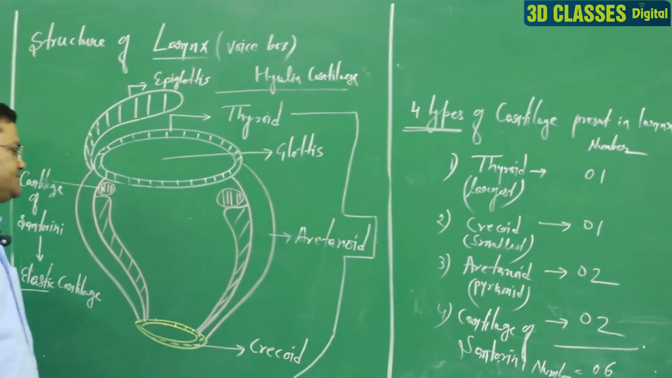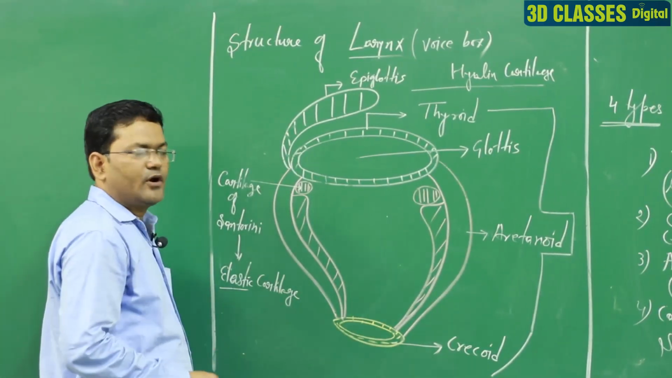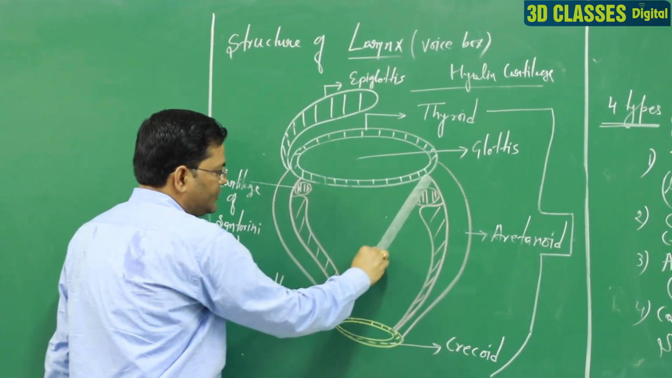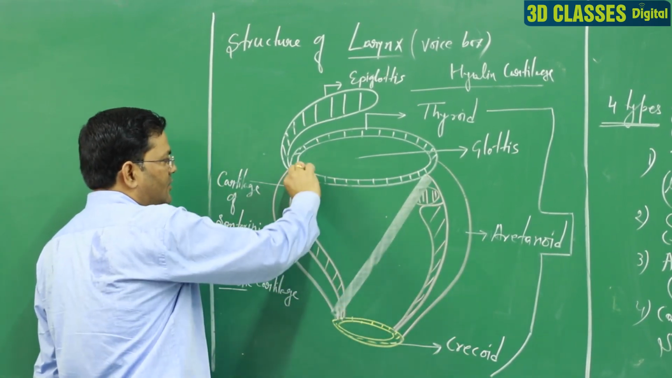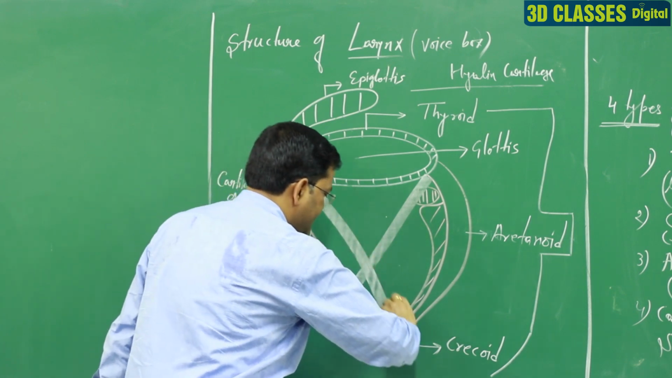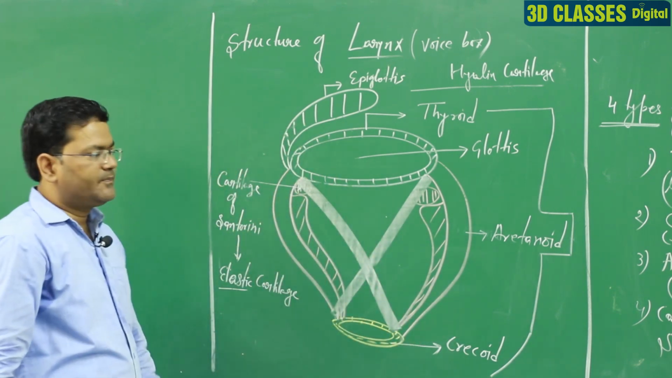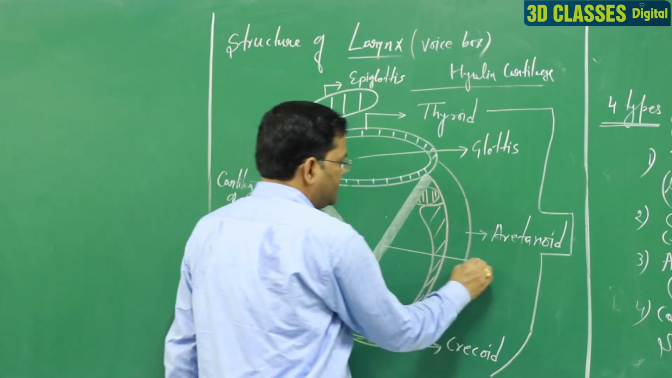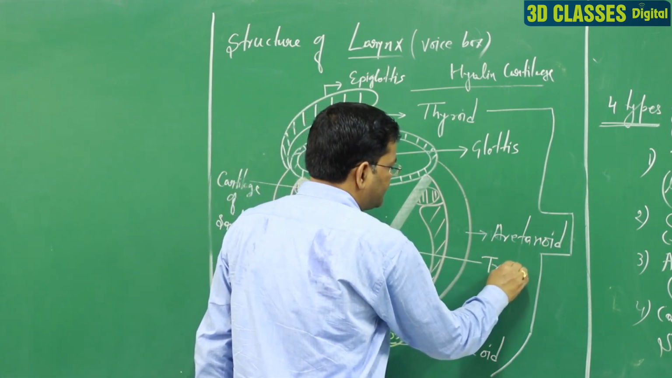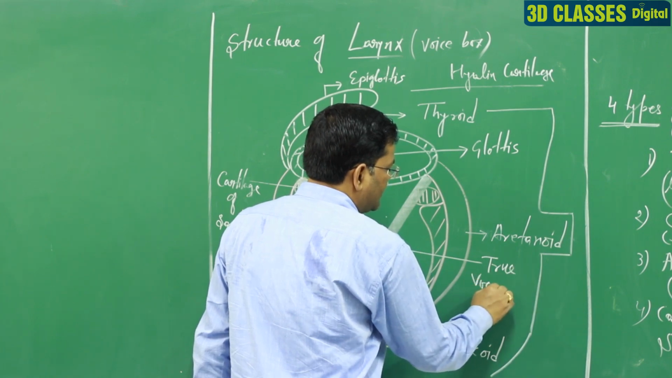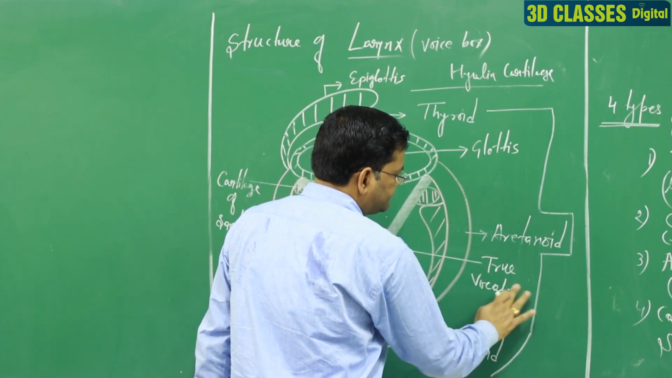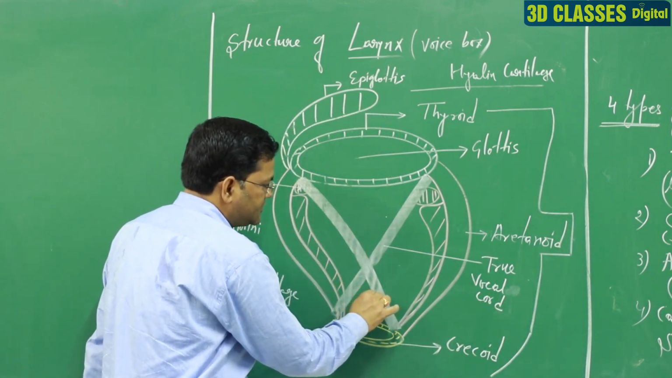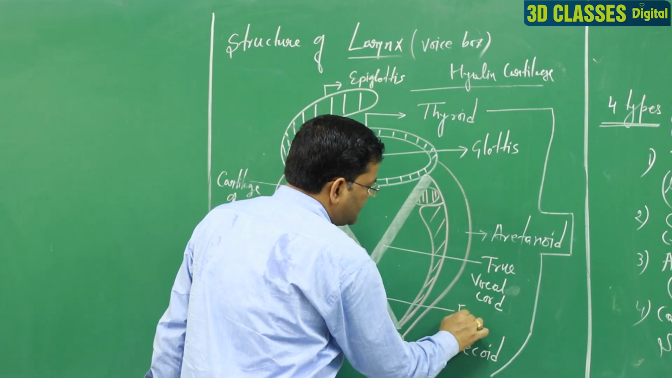Okay. Now, in this region, it's most important. One vocal cord is connected from this region to this region, and another vocal cord is connected from this region to this region. And these 2 vocal cords are present in the region of the larynx. One vocal cord is called the true vocal cord, and the other vocal cord is known as the false vocal cord.